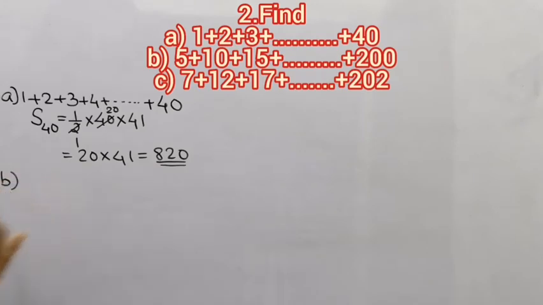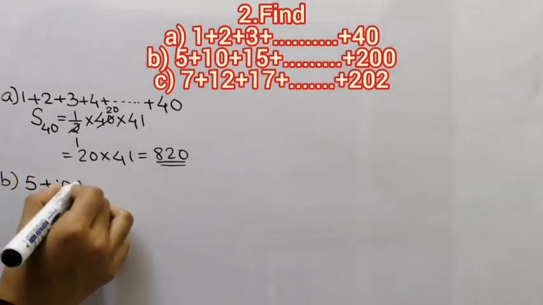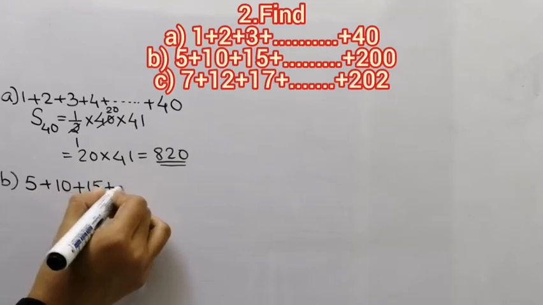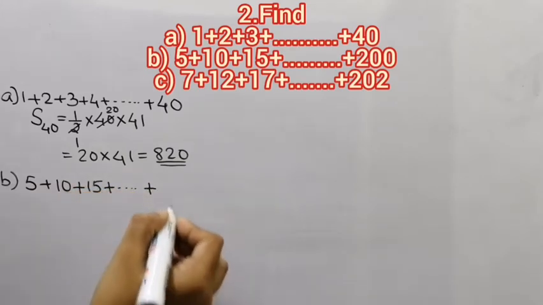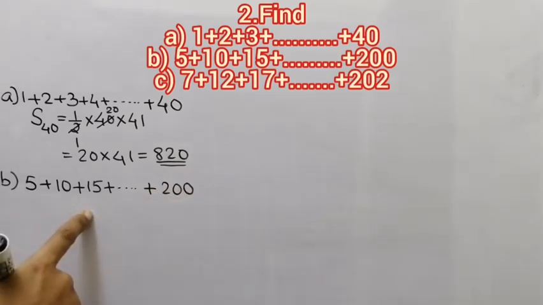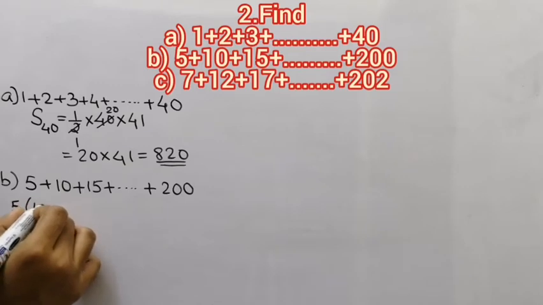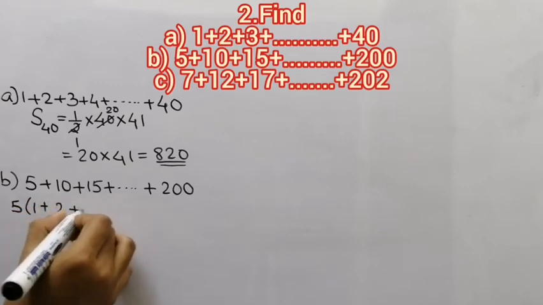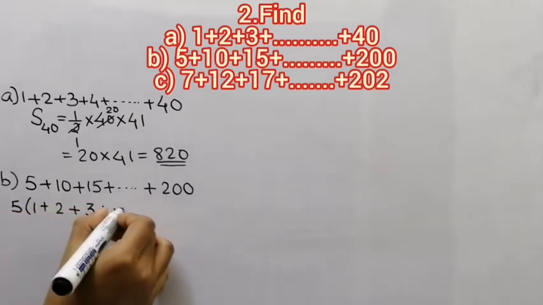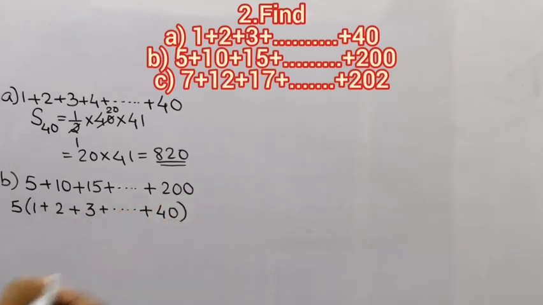Now moving on to the B bit. 5 plus 10 plus 15 plus etc. up to 200. This is divisible by 5, right? So 5 into 1 is 5, 5 into 2 is 10, 5 into 3 is 15. 5 into how much is 200? 5 into 40 is 200.